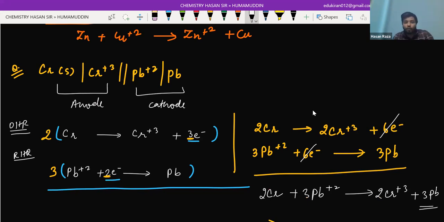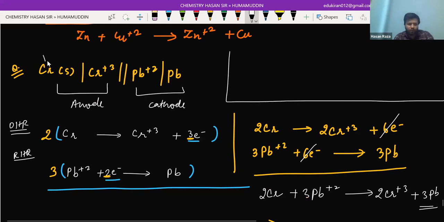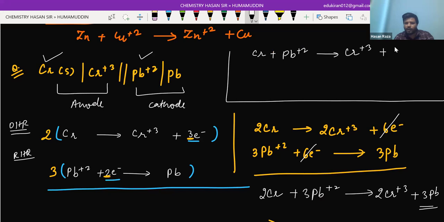And if you want to go by the other method, you add left to left. That means Cr is added to Pb2+, and right to right, Cr3+ and Pb. Now you can see the charge is not balanced. Atoms are balanced, Cr, Cr, Pb, Pb, but charge is not balanced. To balance the charge, whatever is the charge here, you multiply it here with the numerical value, not with the plus sign. You take 2 only, and here you can see 3. Now you can see the same reaction.